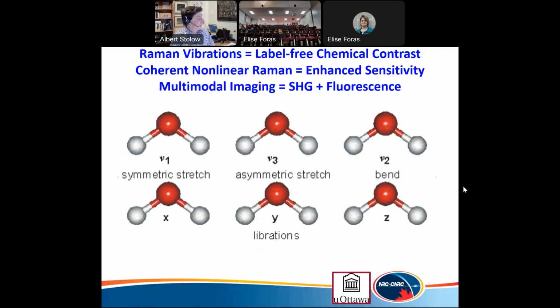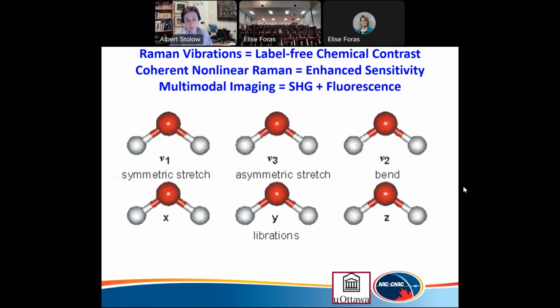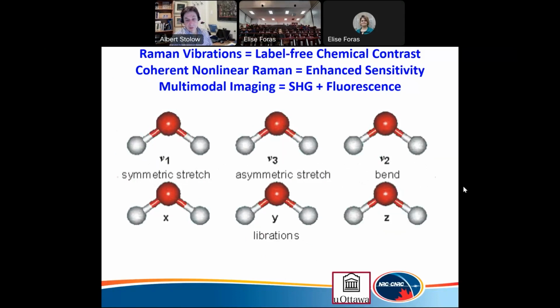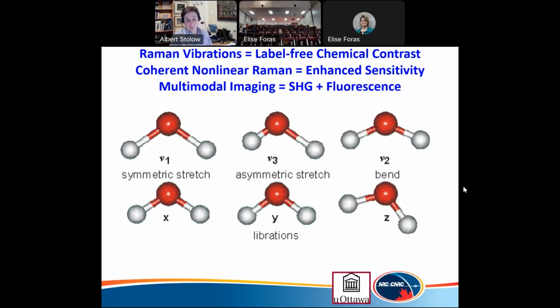Yesterday, I made an argument to you that vibrational spectroscopy, particularly Raman spectroscopy, allows you to identify molecules by their shape, by their vibrational modes, and this allows for a label-free natural chemical contrast to be used in imaging. I then argued that coherent nonlinear optics gives you a very great enhancement in sensitivity compared to spontaneous Raman, which is an insensitive technique. And in addition, it offers other types of optical nonlinearities, such as second harmonic generation and two-photon fluorescence, etc. So it becomes a multimodal imaging technique. And I showed you some illustrations yesterday of how this works in practice.